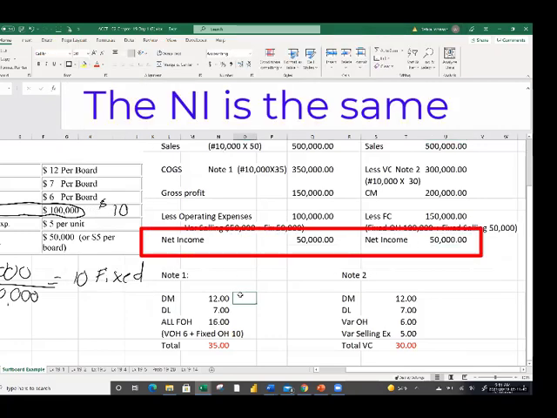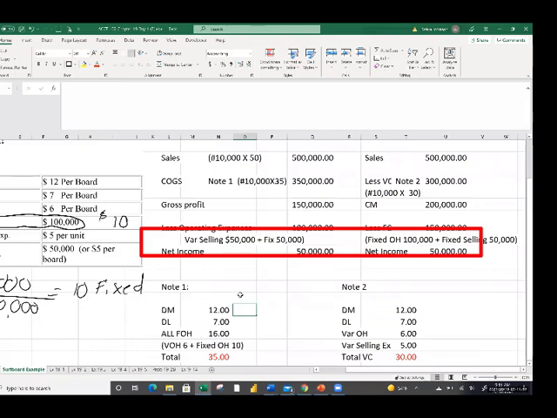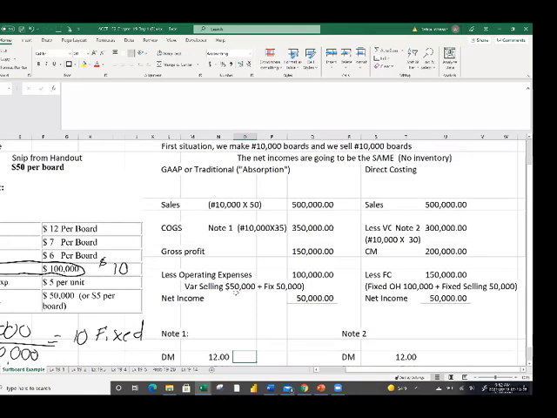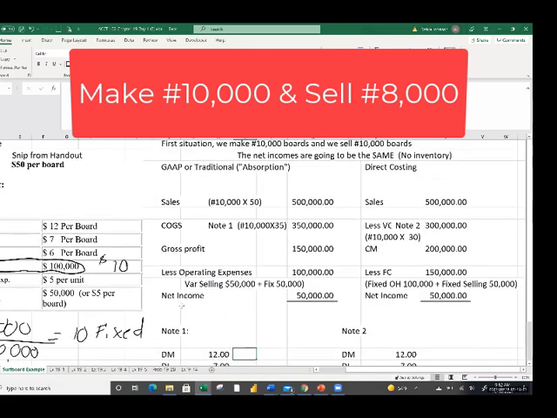So that just proves one of the things we talked about in the lecture, that if the units made equal the units sold, it doesn't matter which method we use, we're going to wind up with equivalent net incomes. The second scenario, I think, is going to be a little bit more challenging. The second scenario is going to be what happens if we make 10,000 boards, but we don't sell them all. Okay, so let me stop and give you guys a chance to ask questions. And then we'll move on to probably the little bit more difficult part to understand on direct costing.